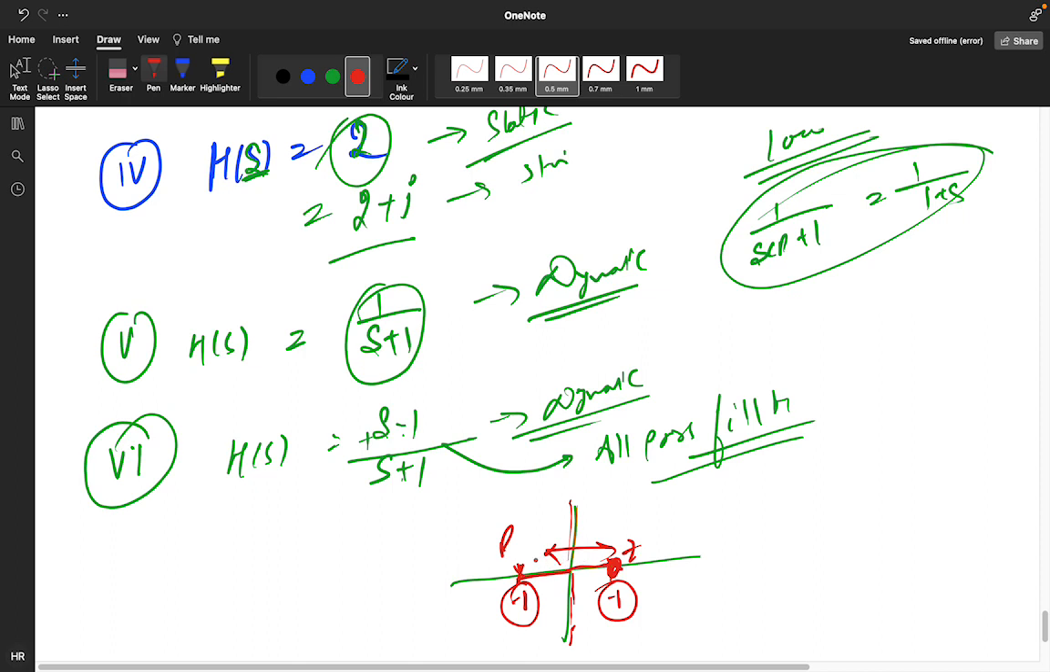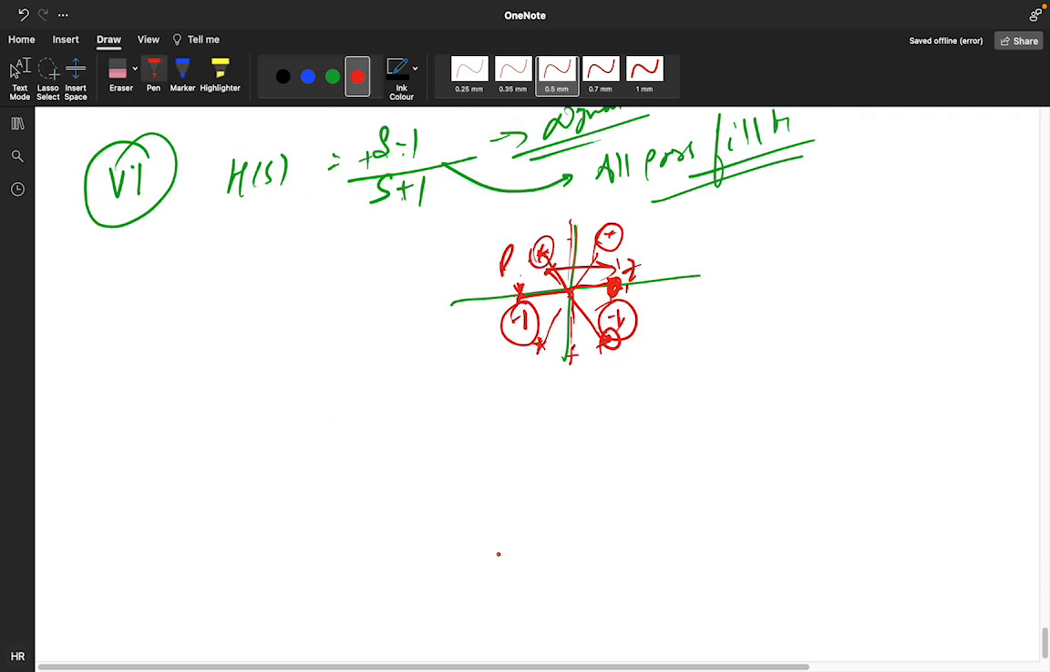And if more poles are there, you will get a circle diagram. If a pole is coming here, in the same opposite direction a zero must come. So this kind of structure will give you an all pass filter. By constructing this pole-zero diagram you can say whether it is an all pass filter or not.